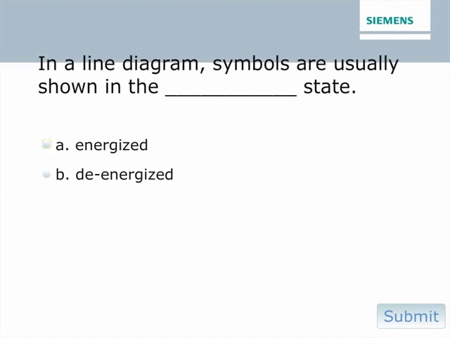That concludes section 1, so let's start in with our first knowledge check. Question 1. In a line diagram, symbols are usually shown in the blank state. Is it A, energized, or B, de-energized?